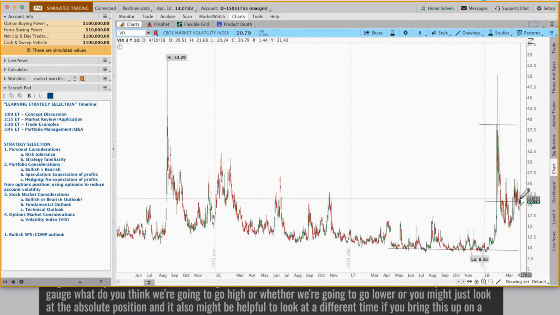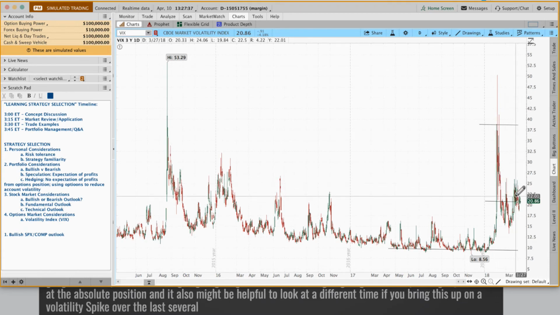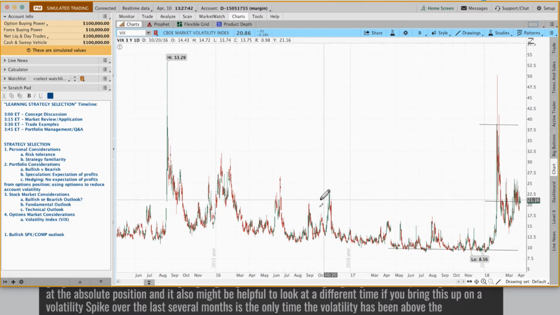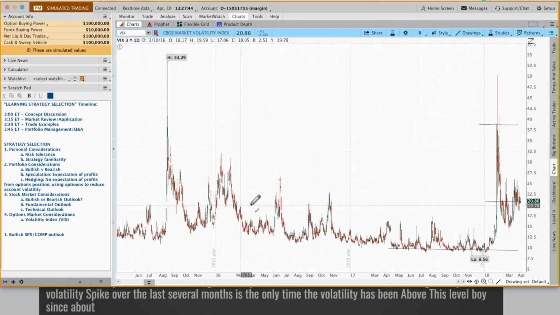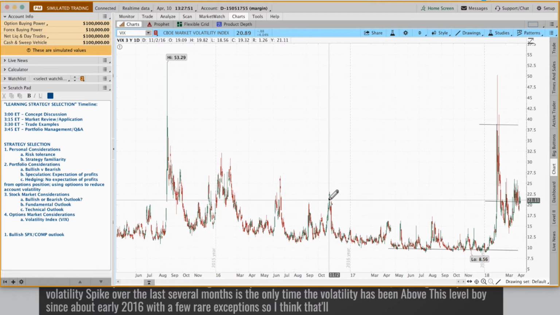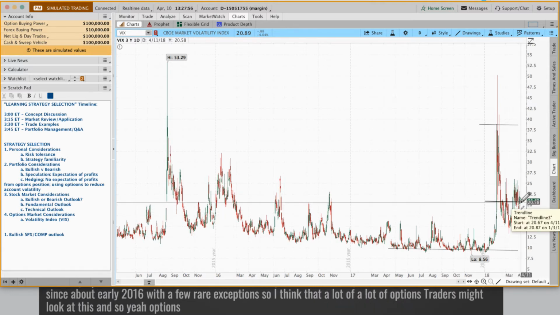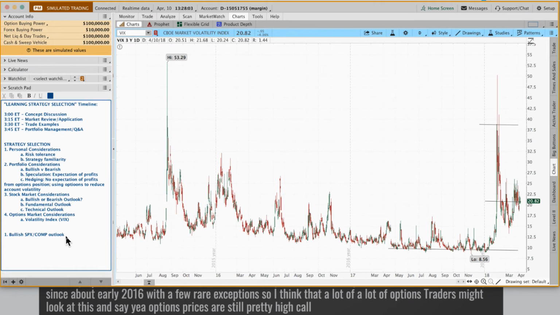Yeah, you can see here we are. This volatility spike over the last several months is the only time that volatility has been above this level, boy, since about early 2016, with a few rare exceptions. So I think that a lot of options traders might look at this and say, yeah, options prices are still pretty high. So let's add that to our outlook.